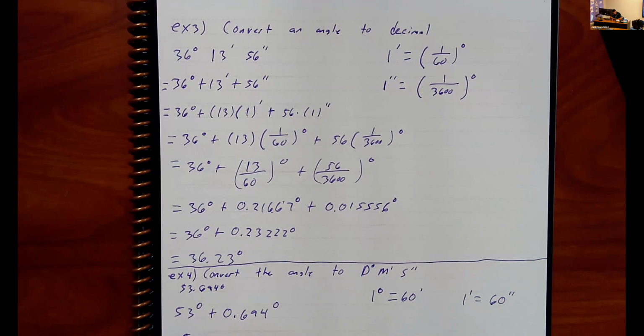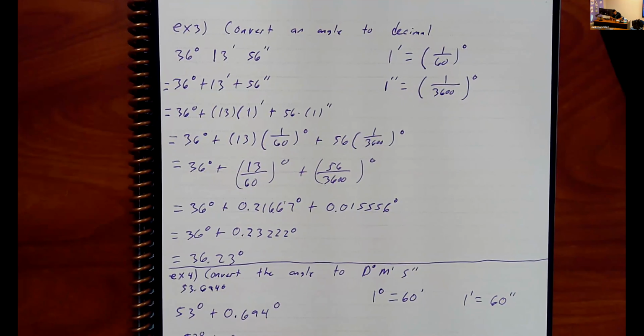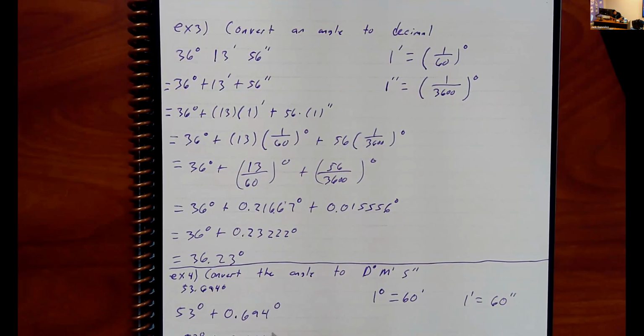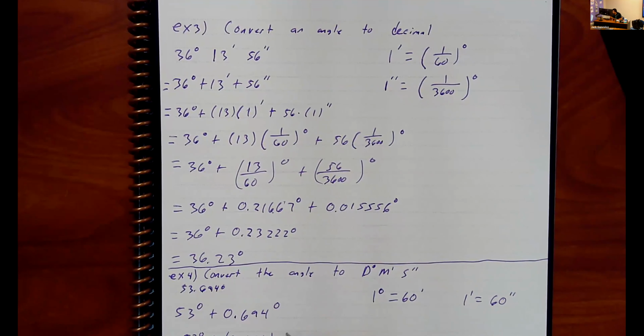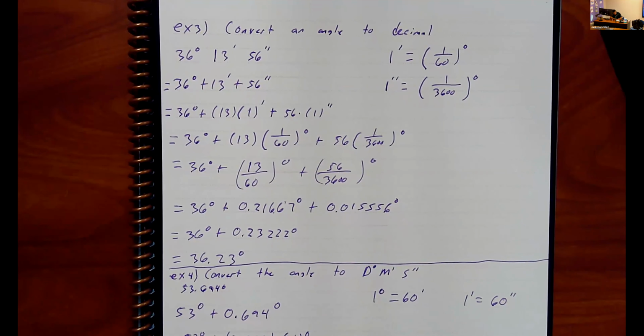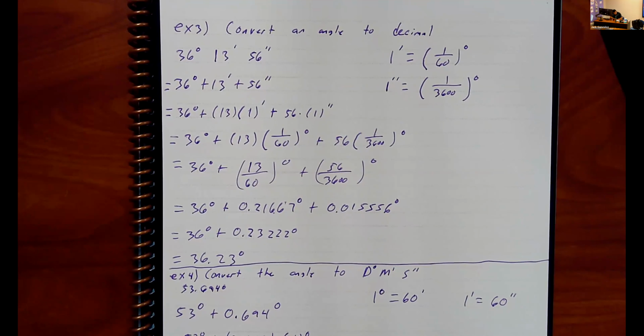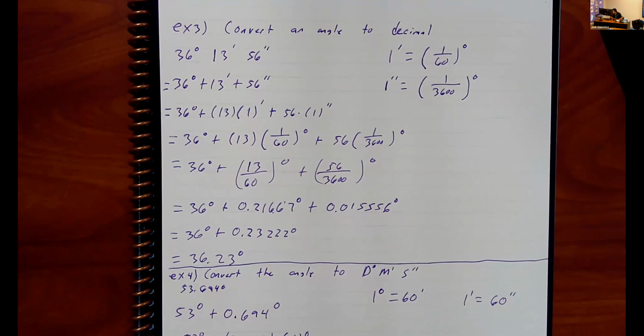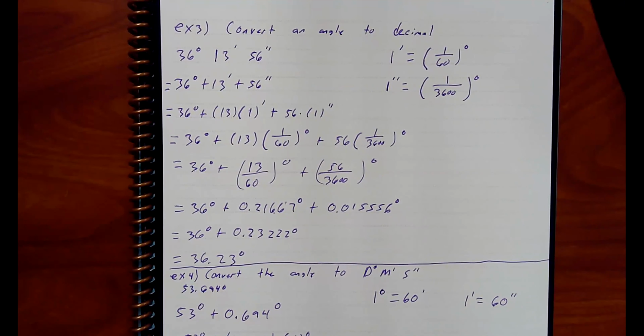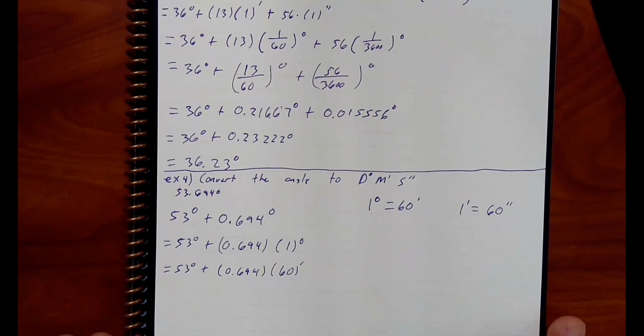So right here, this becomes 0.694 times 1 degree, which is 53 degrees plus 0.694 times 60 minutes. Can you move your journal up? Oh, yeah, sorry.